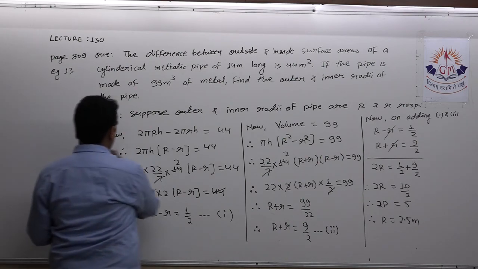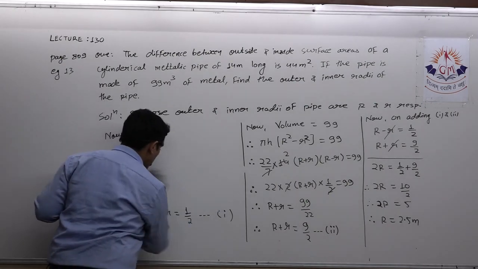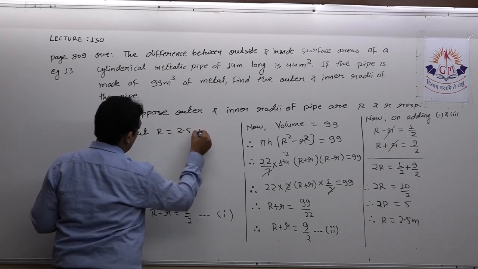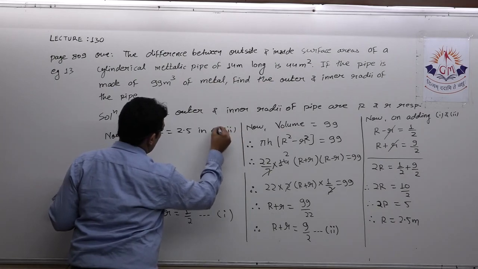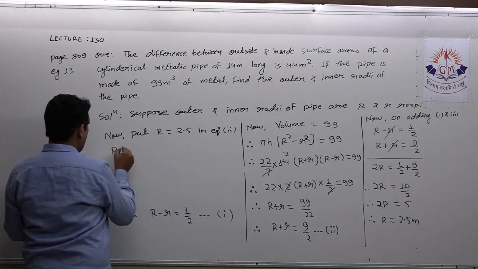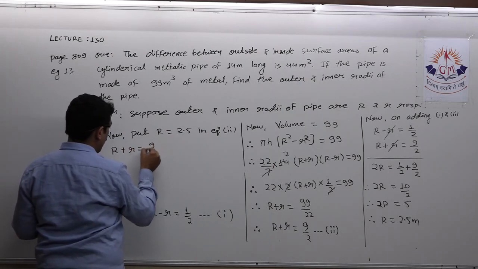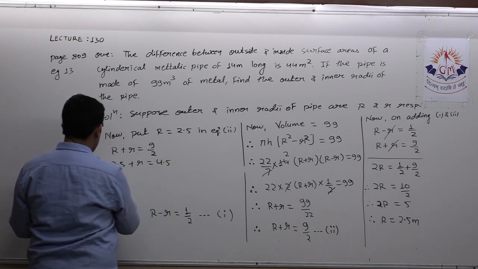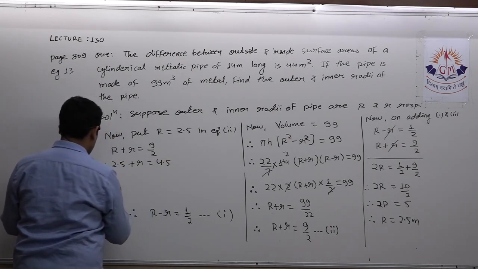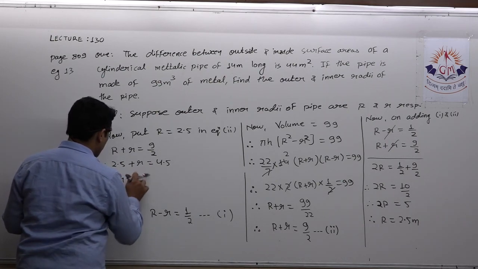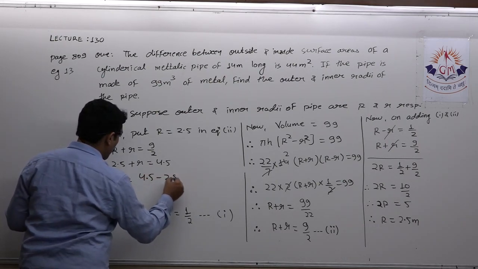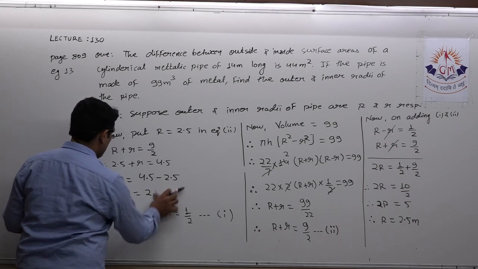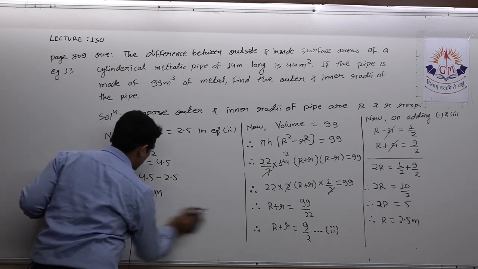Okay, so further I will solve over here. Simply what I will do now, put capital R equal to 2.5 in equation number 2. So capital R plus small r is equal to 9 by 2. 2.5 plus r is equal to 4.5. Okay. Therefore, small r is equal to 4.5 minus 2.5. Therefore, small r is equal to 2 meters. So, these are the values of small r and capital R.